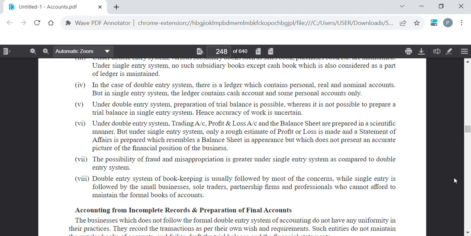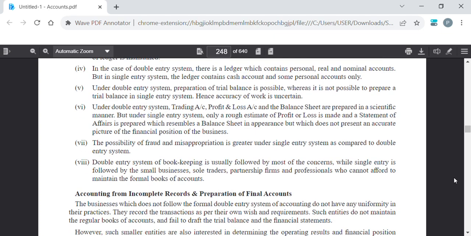Double entry system of bookkeeping is usually followed by most of the concerns, while single entry system is followed by small businesses only. Sole traders, partnership firms, and professionals who cannot afford to maintain the formal books of accounts go for single entry system.